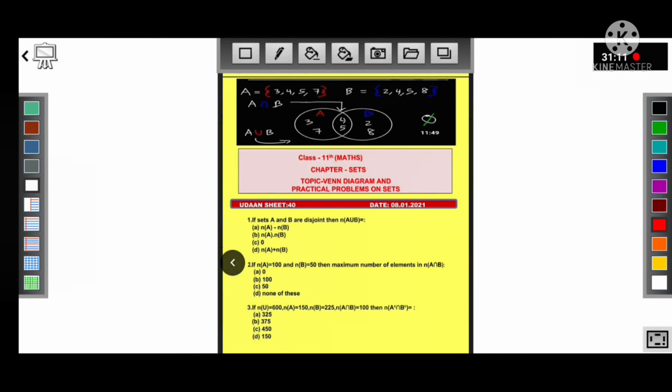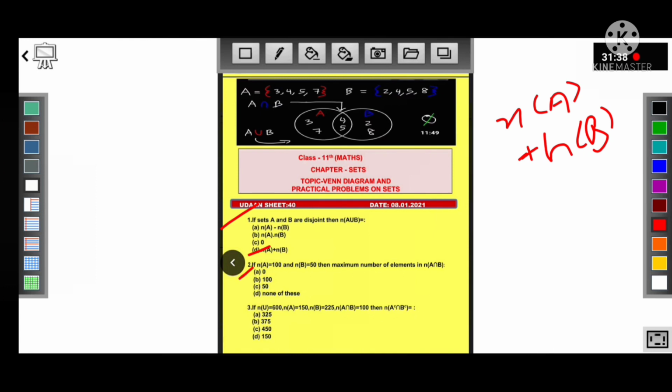Now we will solve some examples based on Venn diagrams and practical problems on sets. So first is, if sets A and B are disjoint, then the number of elements of A union B is equal to the number of elements of A plus the number of elements of B, so D is the right option.